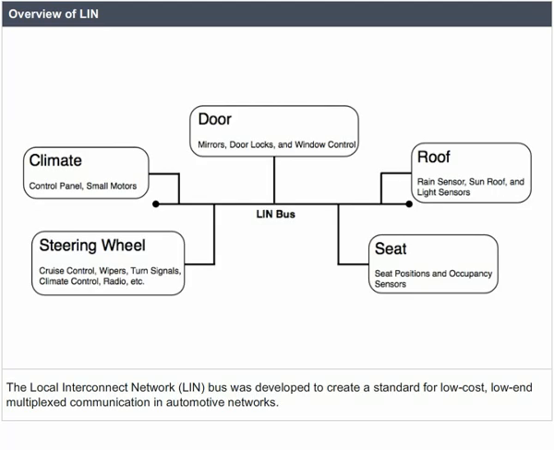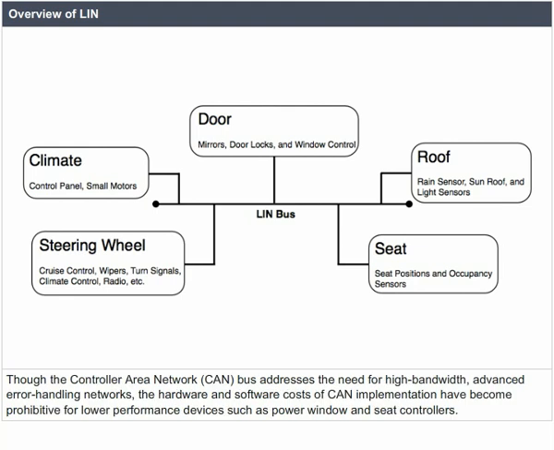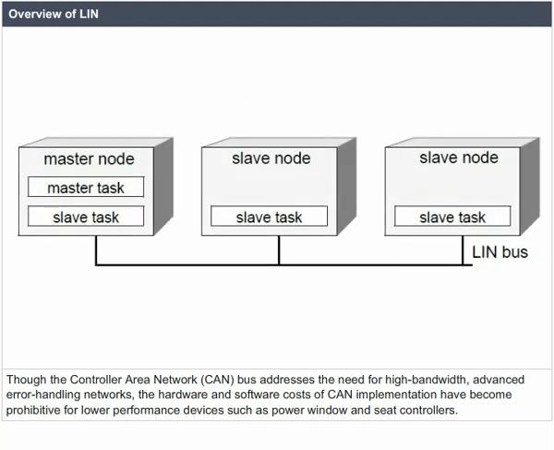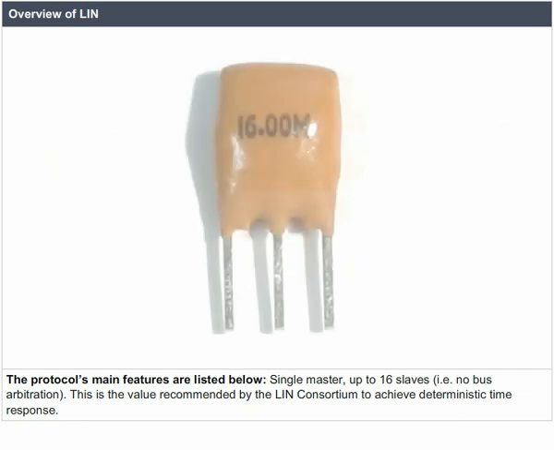Overview of LIN. The Local Interconnect Network (LIN) bus was developed to create a standard for low-cost, low-end multiplex communication in automotive networks. Though the controller area network (CAN bus) addresses the need for high bandwidth advanced error handling networks, the hardware and software costs of CAN implementation have become prohibitive for lower performance devices such as power window and seat controllers. The protocol's main features are listed below.